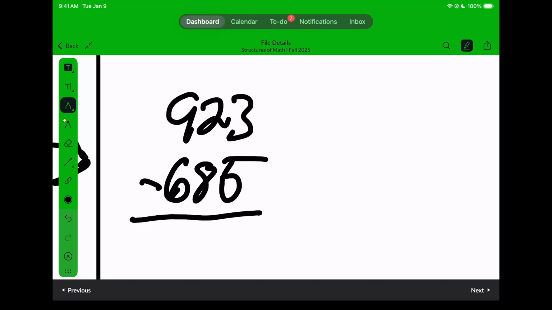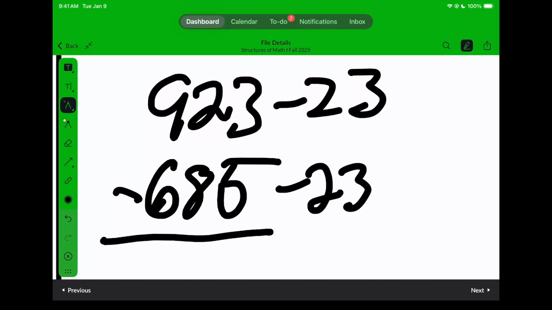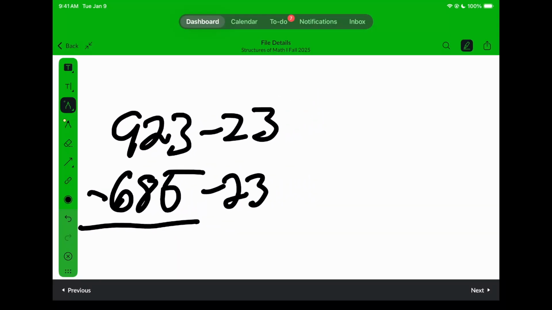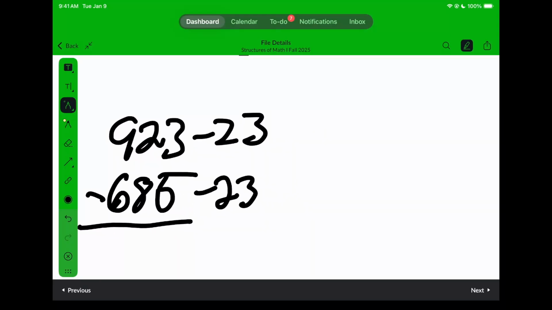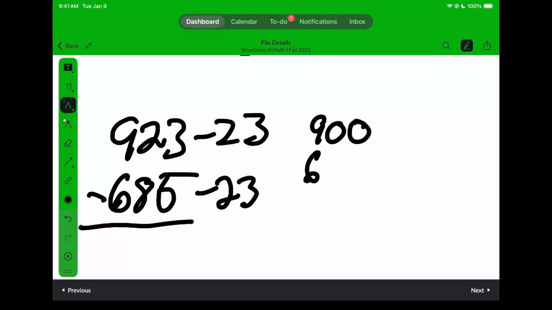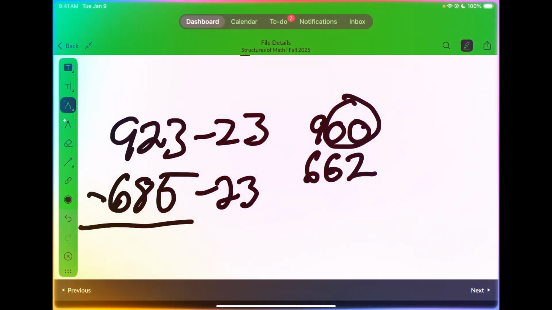What we can do, we have 923. If we subtract 23, that gets us to 900, but then that zero is on the top. That's especially what you don't want. Remember for subtraction, you got to do both, because you got to keep the distance the same. So 923 minus 685, and we subtract 23 from both. We have 900, and then we have 662. See these? Borrowing.